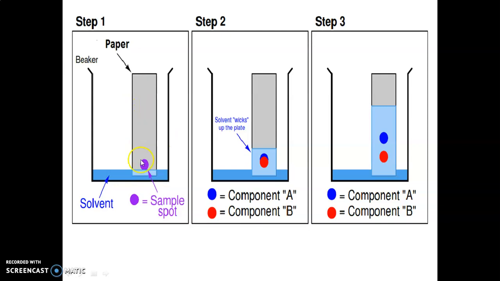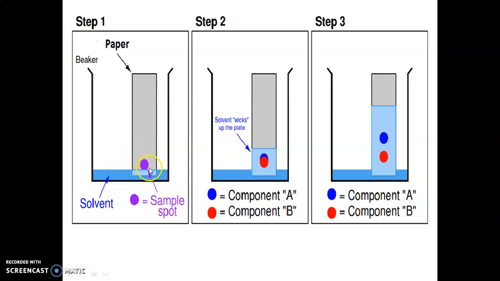Then at 2 cm from the bottom of the paper we draw a line using a sharp pencil. Okay, we draw the line. Next we spot our sample at the baseline. Then we place this paper in the beaker. This beaker contains solvent, that is the mobile phase, petroleum ether, carbon tetrachloride, etc. We use that. Okay, the beaker contains the mobile phase, and we dip the paper in it.